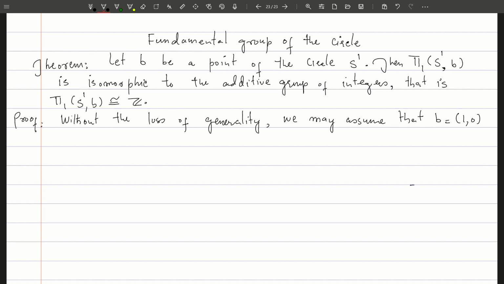So let us draw this S1. Suppose this is a point B, which is the point (1, 0). So this is the y-axis, this is the x-axis, this is the point (1, 0). And let us embed R into R3 as a helix. So this is R here.